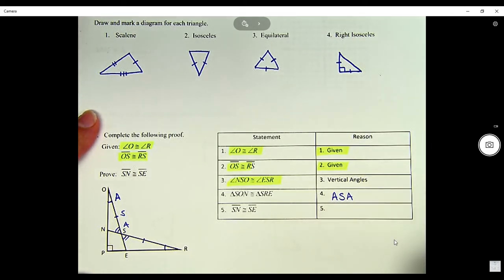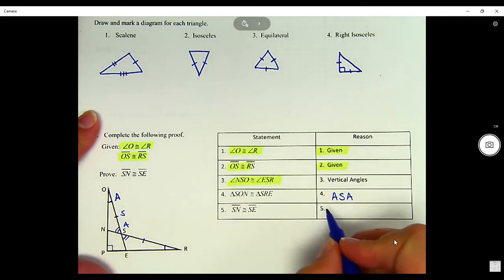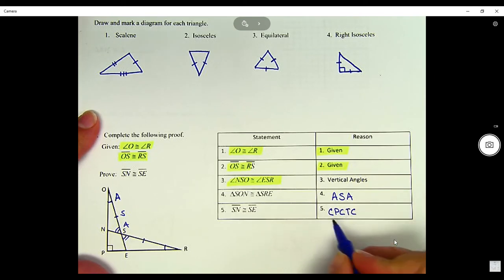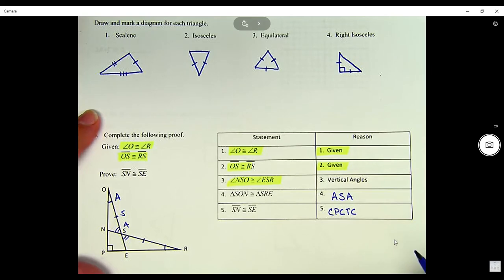And so, of course, because those 2 triangles are congruent, then their parts, SN and SE, can be congruent by CPCTC, or corresponding parts of congruent triangles are congruent.